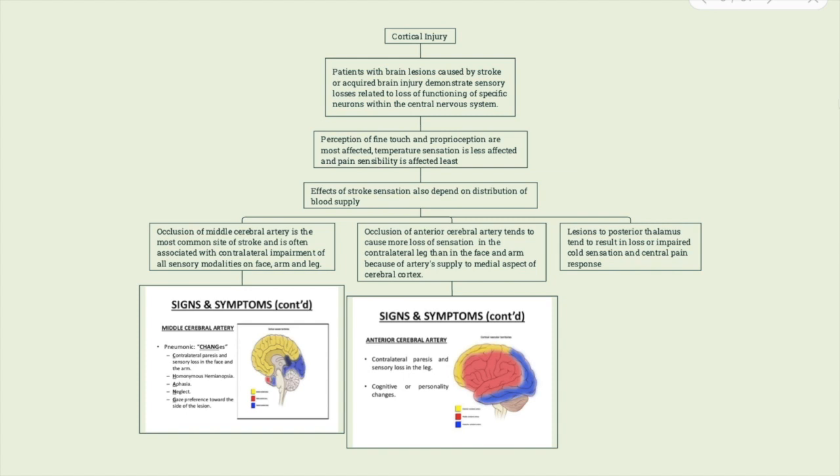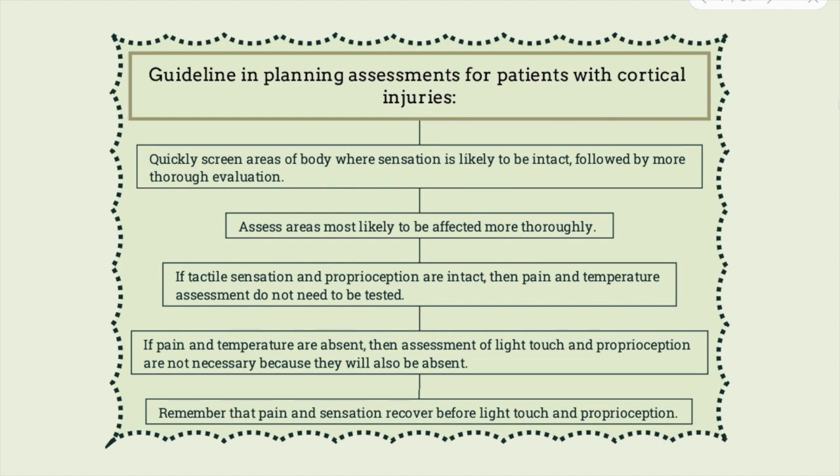Occlusion of the anterior cerebral artery tends to cause more loss of sensation in the contralateral leg than it does in the face and the arm, just because of the supply to the medial aspect of the cerebral cortex. And there's also a chart with some signs and symptoms. And then lesions to the posterior thalamus tend to result in loss or impaired cold sensation and central pain response.